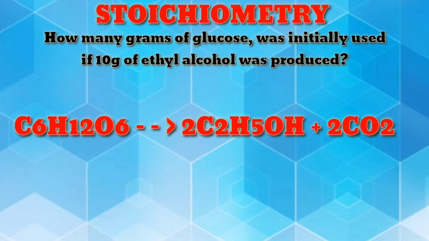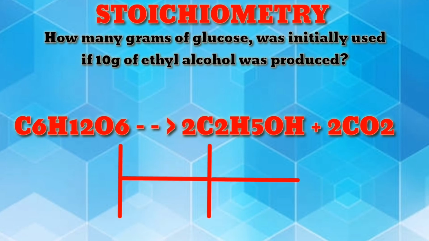How many grams of glucose was initially used if 10 grams of ethyl alcohol was produced? Similar to the previous problem, by using the stoichiometric ratio of reactant to product, you can find the answer. Dimensional analysis is used to go from grams of ethyl alcohol to molar mass, to mole, or stoichiometric ratio, and back to grams. Let's start solving.